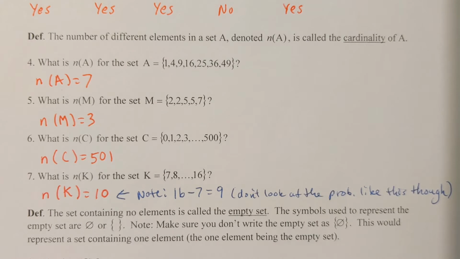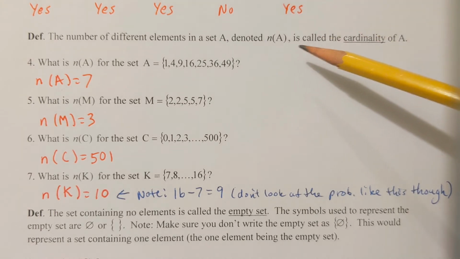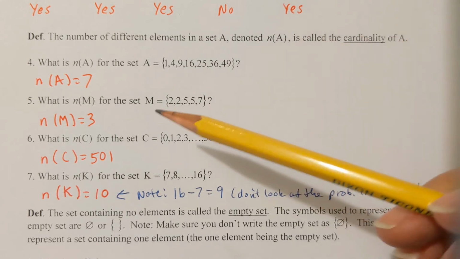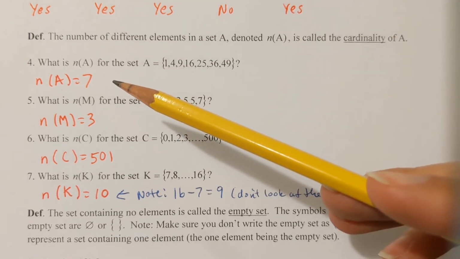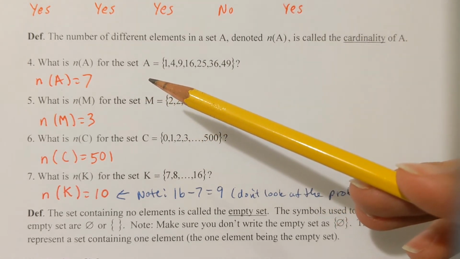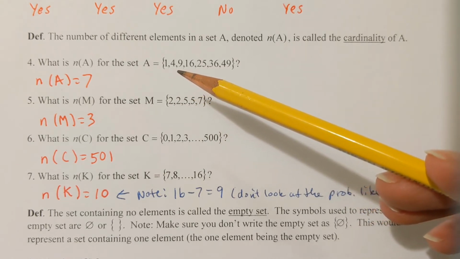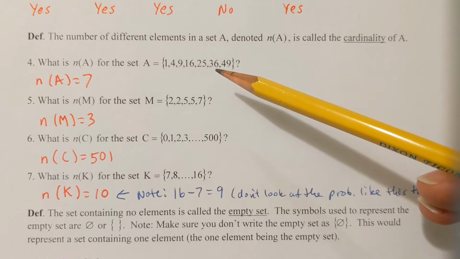Definition: the number of different elements in a set A, which is denoted by n of A, is called the cardinality of A. Okay, so we call this the cardinality of A. Problem 4, what is the cardinality of A for set A, which is given by the set containing 1, 4, 9, 16, 25, 36, and 49?